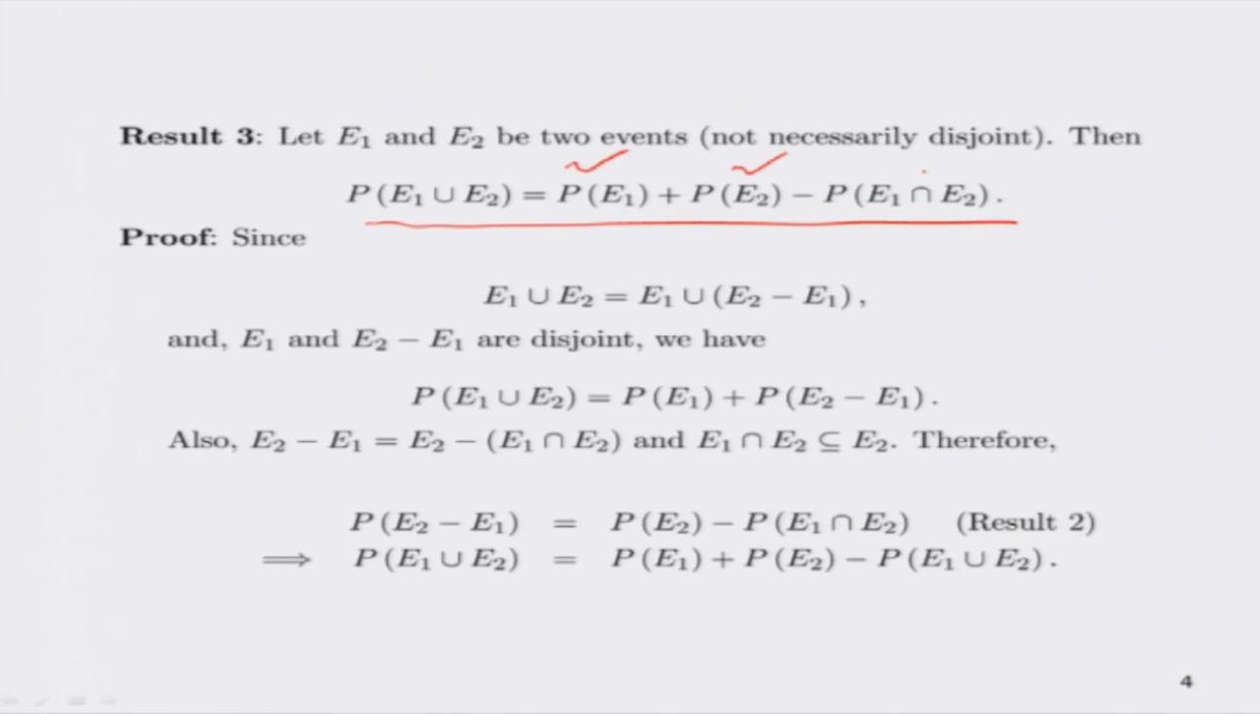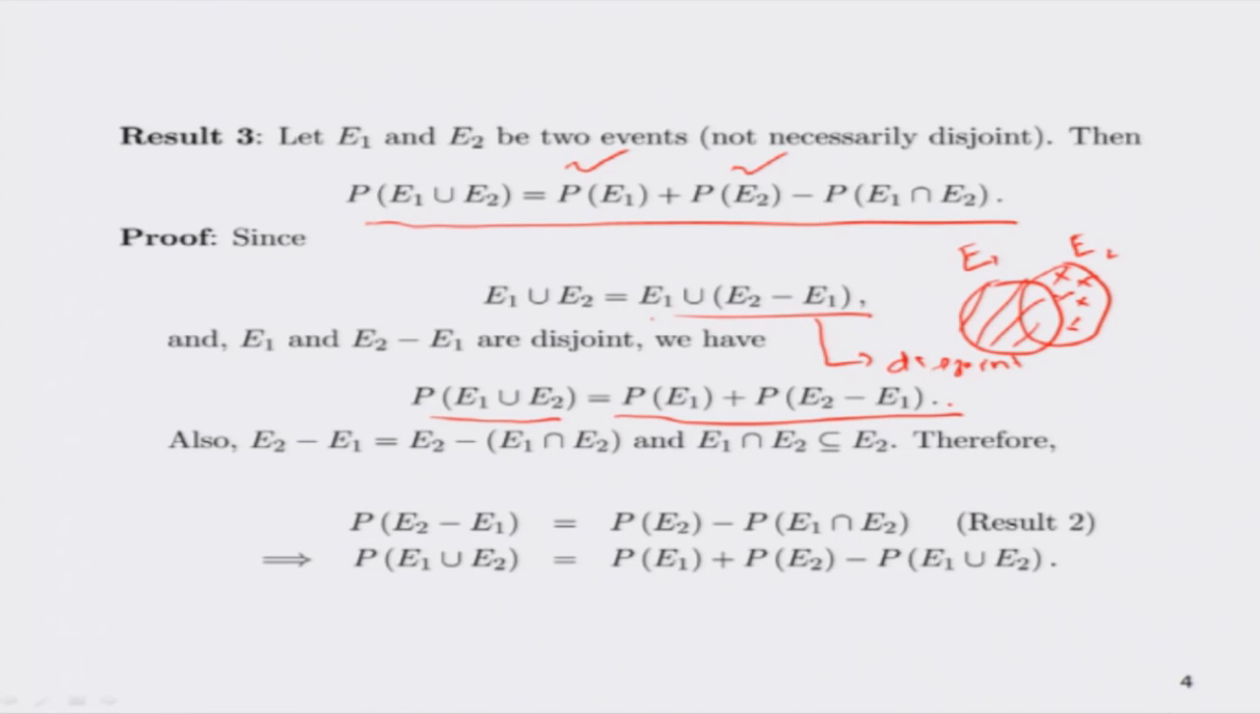So again I use those axioms. I have to somehow write down E1 union E2 as a sum of disjoint events. That is not difficult. Again I can draw the Venn diagram. So this is E1, this is E2. Now E1 union E2 is this whole region, and that I write down as the whole of E1 and E2 minus E1. These two are disjoint. So P of E1 union E2 becomes P of E1 union E2 minus E1, but since they are disjoint, the probability of this union would be the sum of the individual probabilities. So I have got P of E1 union E2 as P of E1 plus P of E2 minus E1.